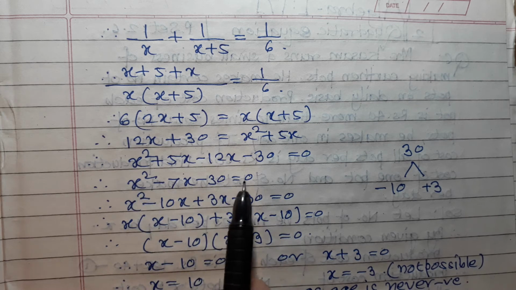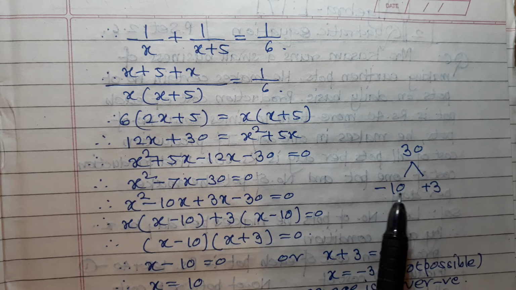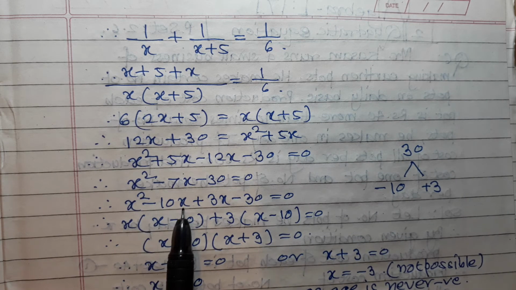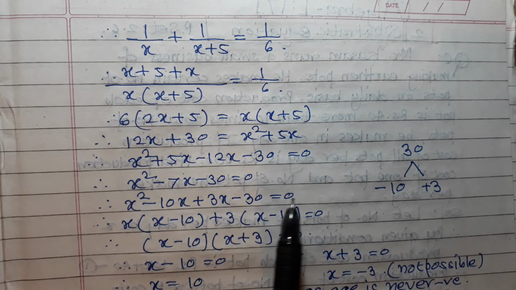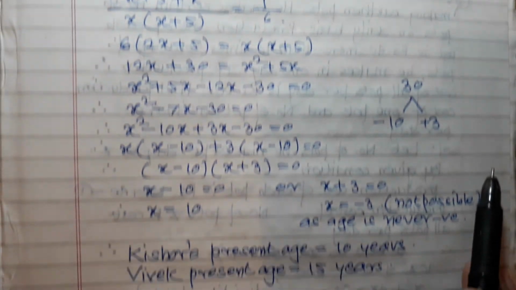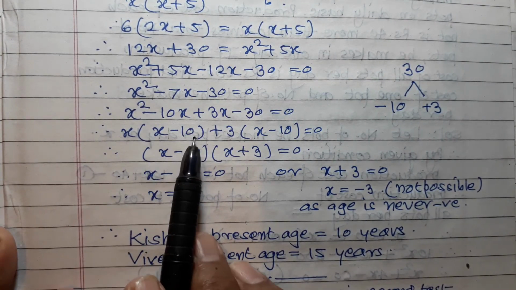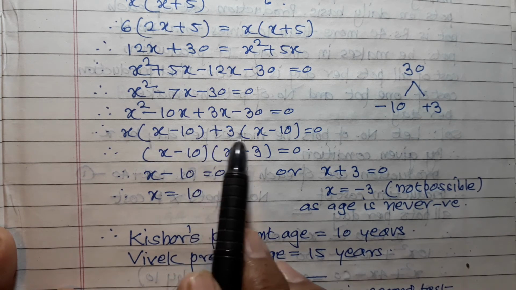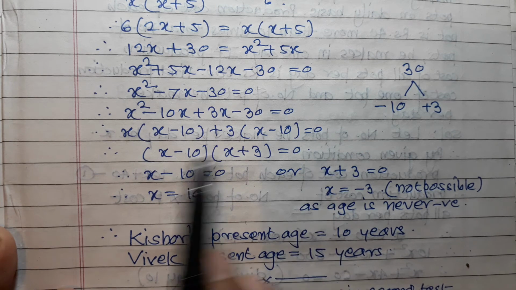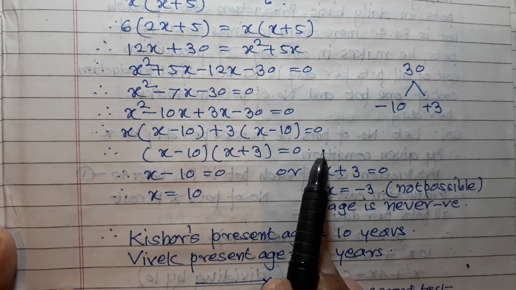Then solve this quadratic equation. So 30 I split up such that the subtraction is equal to 7. x square minus 10x plus 3x minus 30 is equal to 0. And now make two groups. Take x common from this group. x into bracket x minus 10, plus 3 common into bracket x minus 10 is equal to 0. And therefore x minus 10 into x plus 3 is equal to 0.